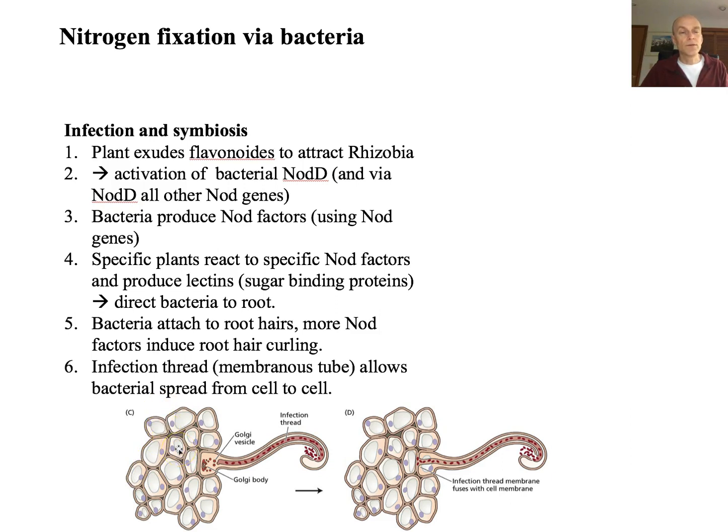From there, they can then transfer the ammonia that they make, the ammonium that they make, directly to the plant. So it's an intricate dance that goes back and forth between the plant cell and the bacterium, and then back to the plant cell and back to the bacterium, with all these factors that are exuded and recognized so that certain reactions can occur.